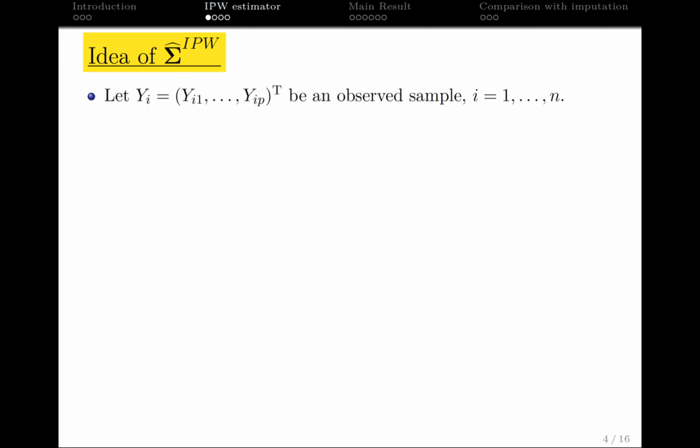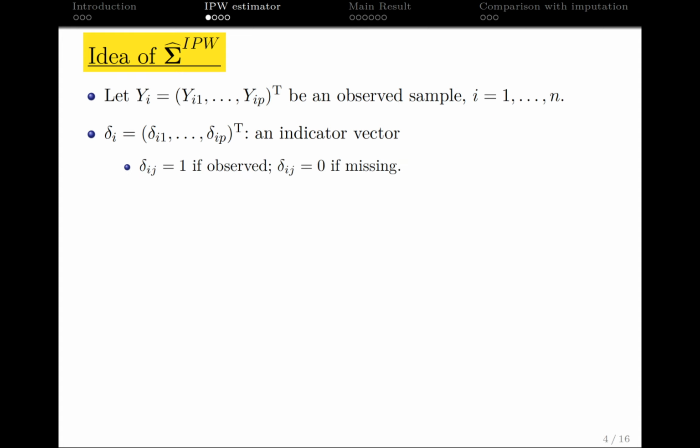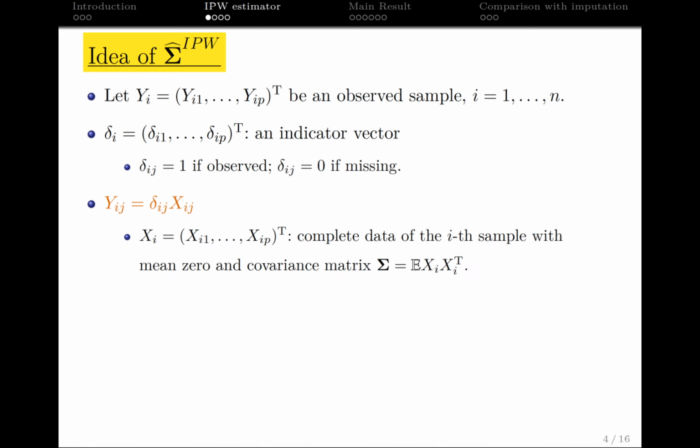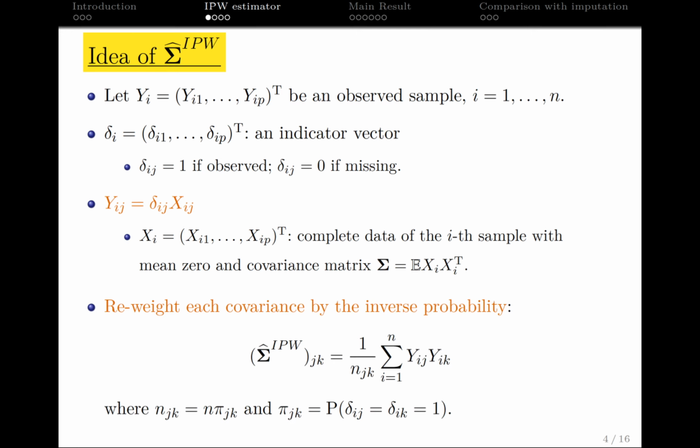Let's assume we have p-dimensional data which is subject to missing. And we use the missing indicator vector delta to denote which component is missing. If one component is missing, then the corresponding delta becomes 0. Based on these notations, we can decompose the observed sample y by the product of delta and x. Then we can define the IPW estimator this way.